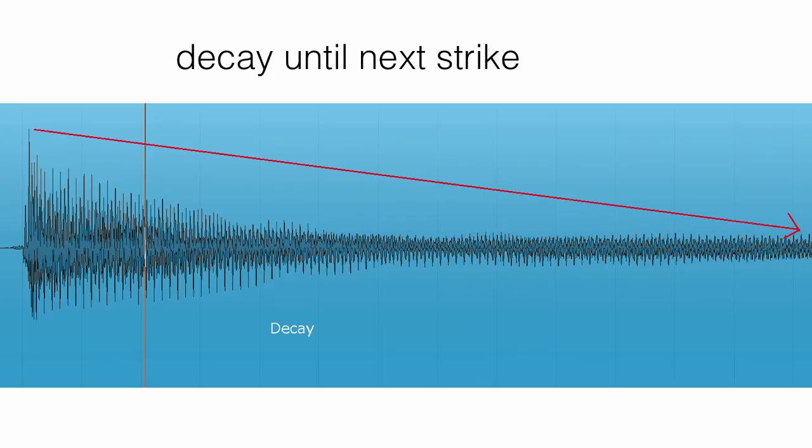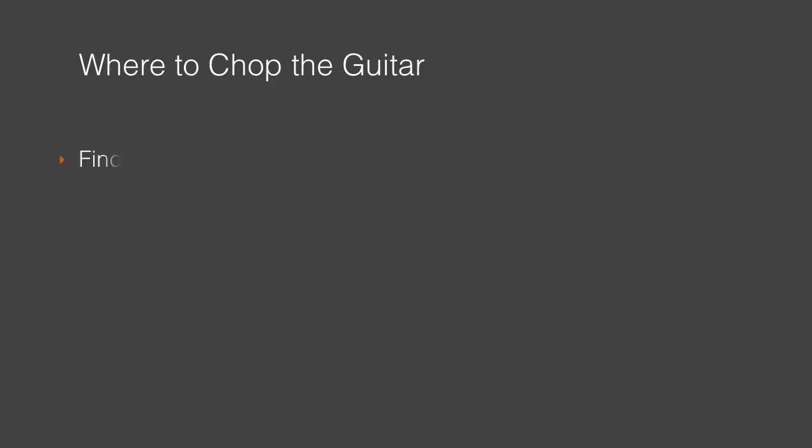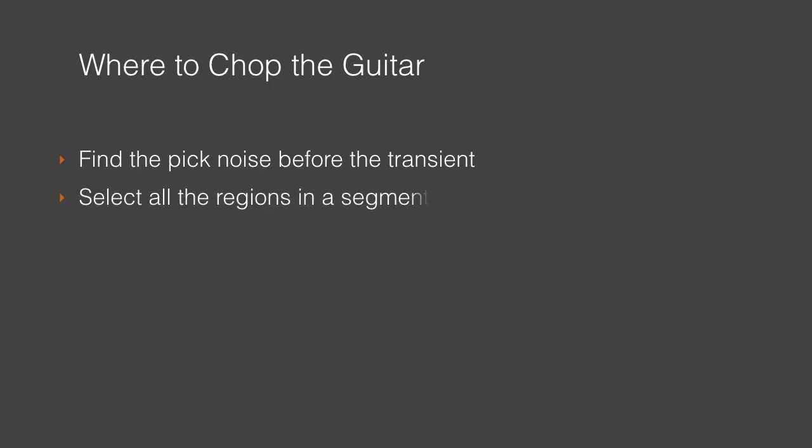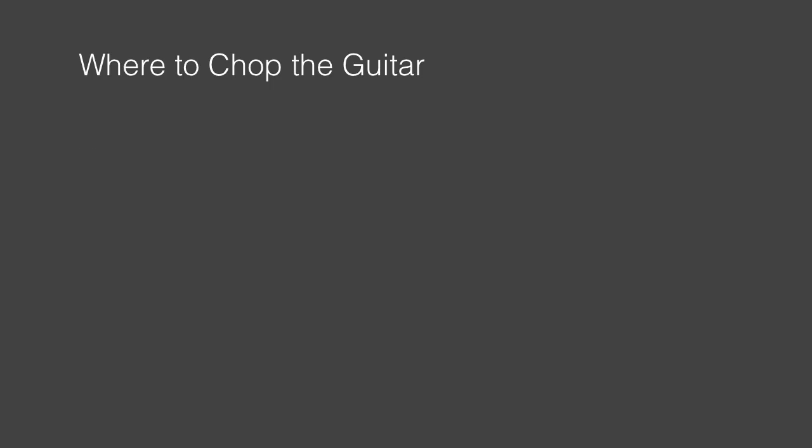Then from the highest point of the transient, we have the chord sustaining, and from there it decays down until there is nothing left. So how do we know where to chop the guitar? Where to make the cut so that we can make the edit? We're going to find the pick noise before the transient, and actually, let me step back. Let's record a guitar part so that we can show this on Cubase.